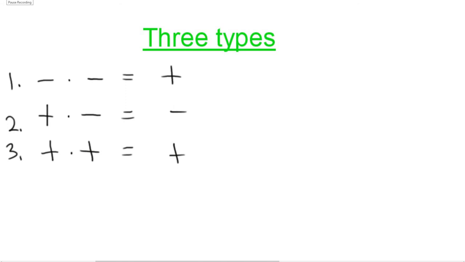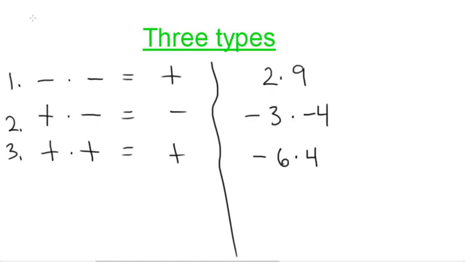Let's look at some examples to clear this up. So in the following examples, we have first here 2 times 9. Both signs are the same, so it's going to be positive. 2 times 9, 18. We use our basic multiplication skills, and we'll see 2 times 9 is 18. Second example, both signs are the same, so it's positive. 3 times 4 is 12.